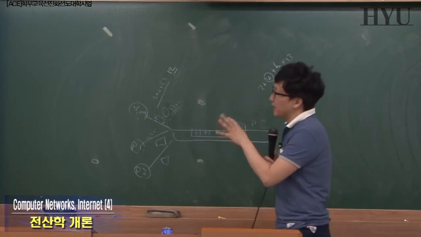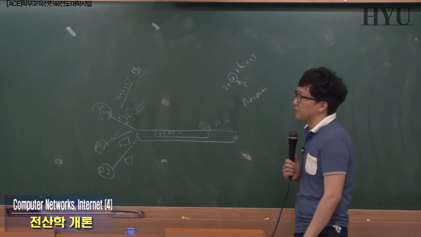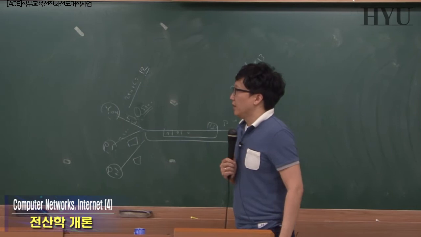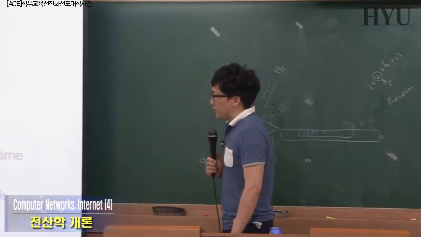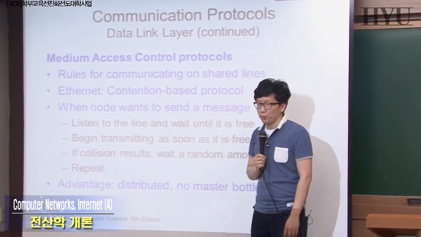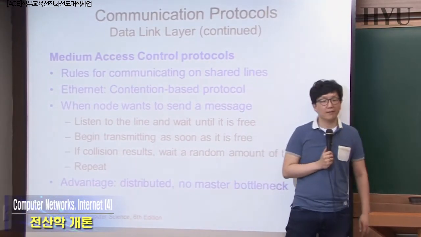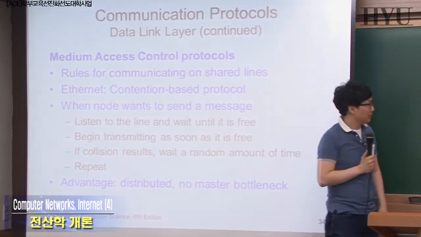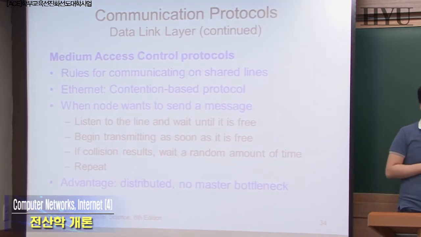So that's a medium access protocol. Ethernet's contention-based protocol is one of the ways to do it. Advantages: distributed, no master bottleneck. 이건 무슨 뜻일까? I already explained part of it. Distributed decision. No master bottleneck. 여기서 bottleneck이 뭐야? What is a bottleneck?